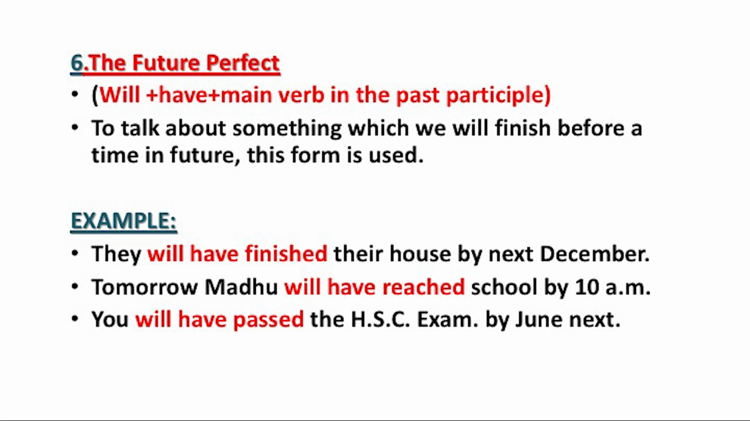Tomorrow, Madhu will have reached school by 10 a.m. Madhu will be going to school at 9:45 a.m. We saw it in the future progressive. So, by 10 a.m. he will have reached school. Will have reached, with the verb in the past participle form. So, it becomes future perfect.